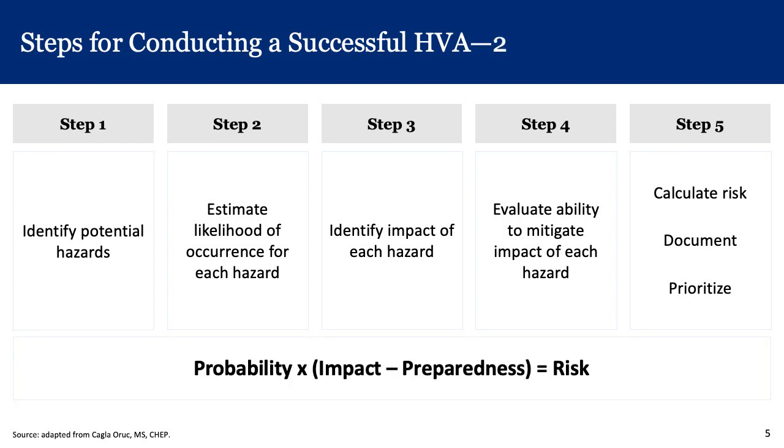Let's go into a little more nuance now, using the same diagrammatic representation regarding the steps for conducting a successful HVA. So when we look at this process, you'll see at the bottom of this slide, there's essentially an algebraic equation, which says that the probability times the impact of the event minus preparedness that exists prior to the event is equivalent to the risk. So we need to use those terms, if you will, in this algebraic equation to help us calculate the risk in step 5 of this diagram.